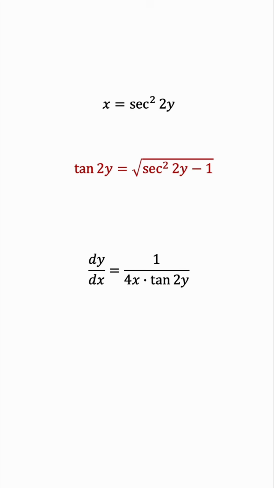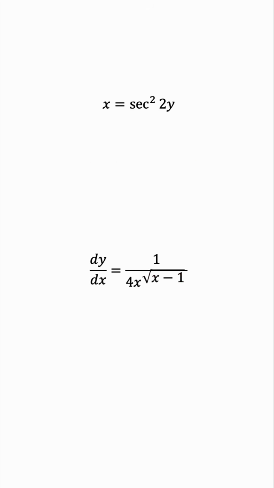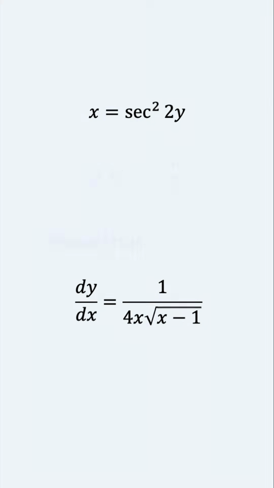Secant squared 2y is x, so we can plug that back in and we get dy by dx is 1 over 4x times the square root of x minus 1, hence proven.